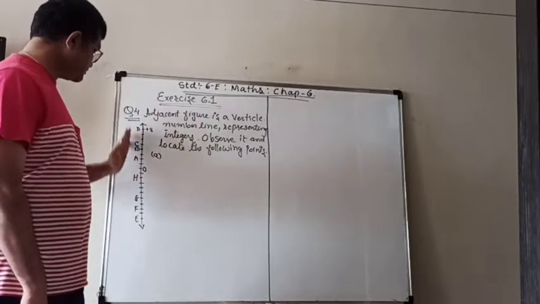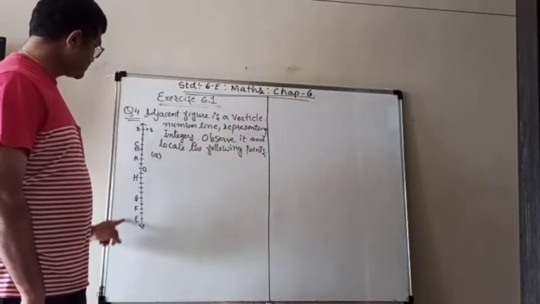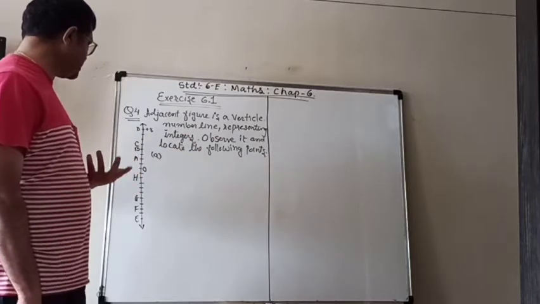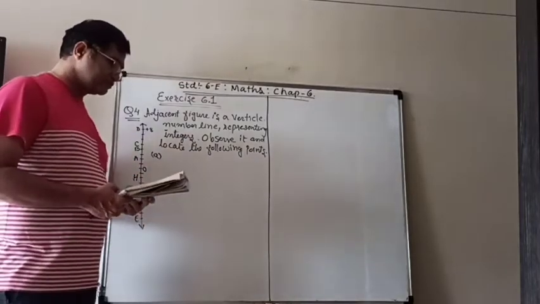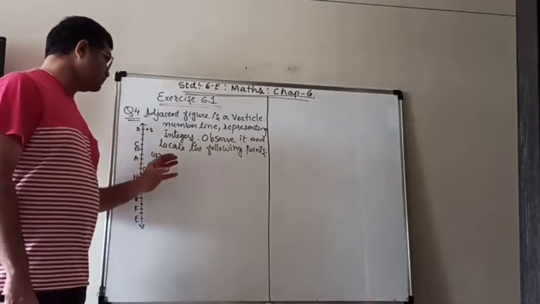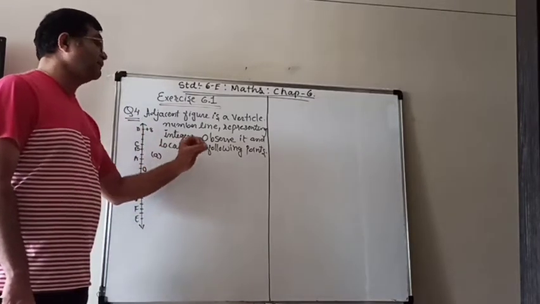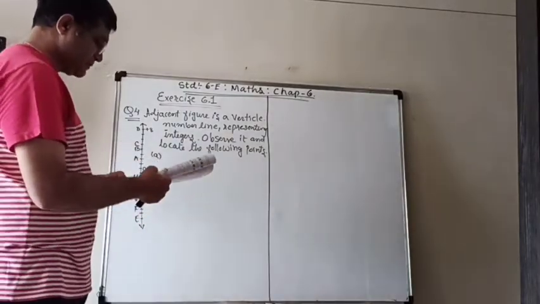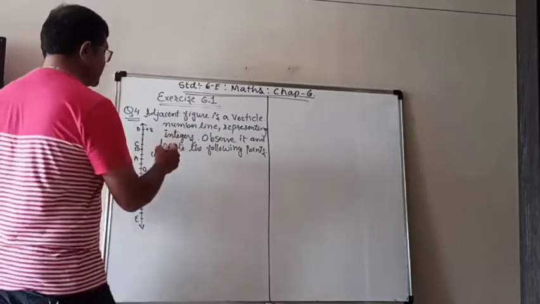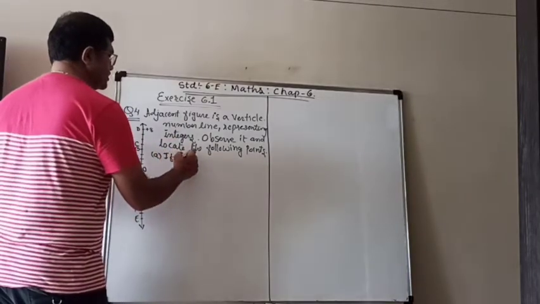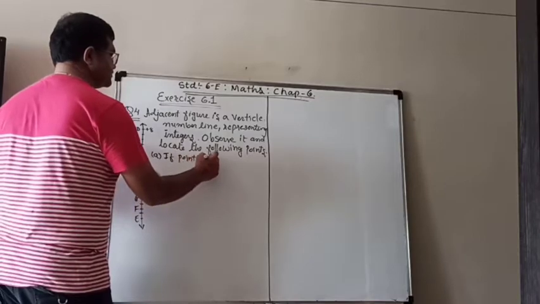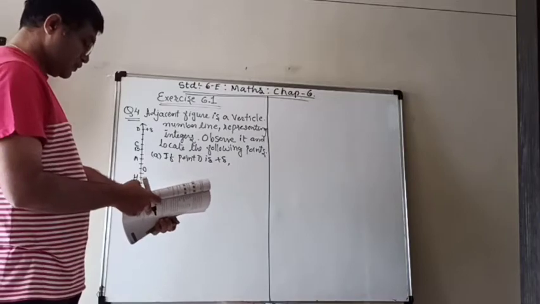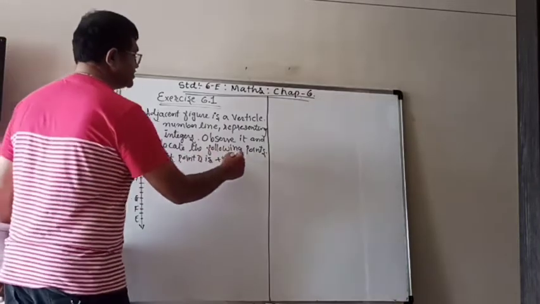So now we have to check that here some points are also noted as A, B, C, D, E, F, G, H, etc. And then we have to observe that, and we have to locate the following points, means whatever the questions are given. Let's see the first one. If a point D is +8, then which point is -8?